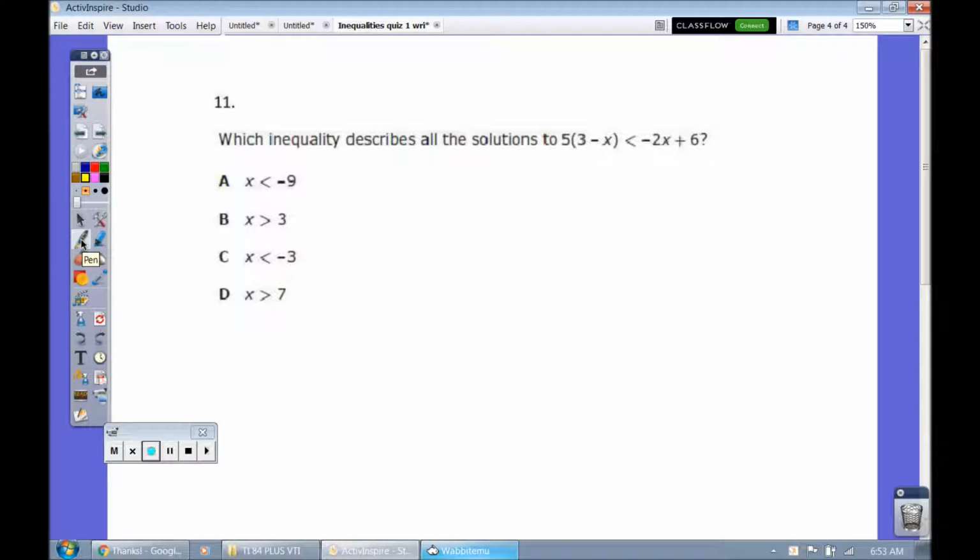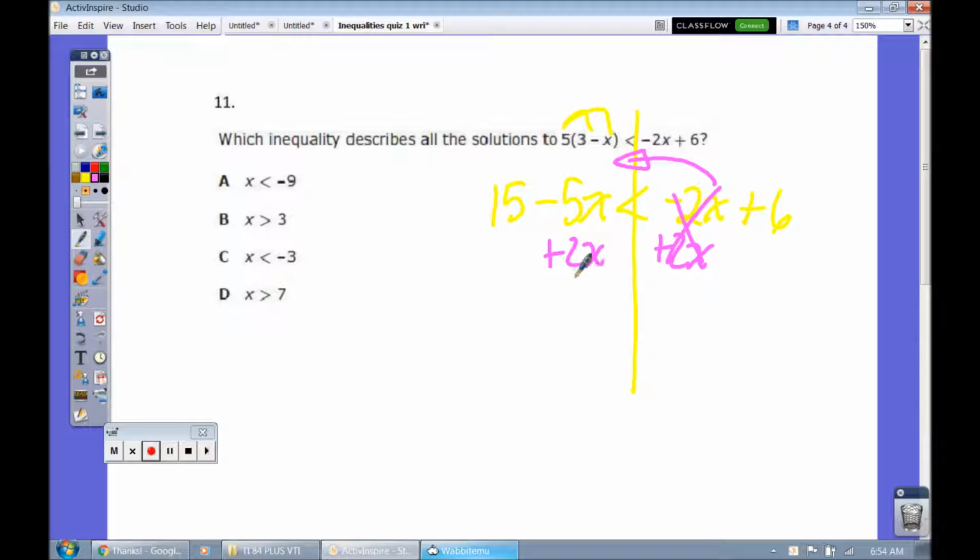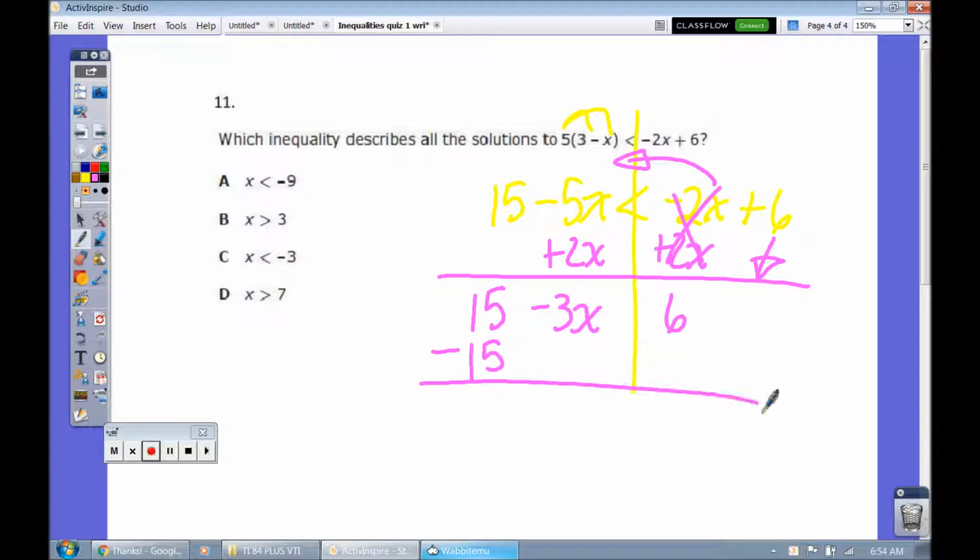Which inequality best describes the solution here? So you're going to split this up and distribute 15, and then 5 times -x is -5x, and then bring down your inequality and what you have on the left. Start combining like terms. So we're going to put -2x to the other side. -5 plus 2 is -3x. Bring down what you have left, and the 6. 15 needs to go to the other side. 6 minus 15 is -9.